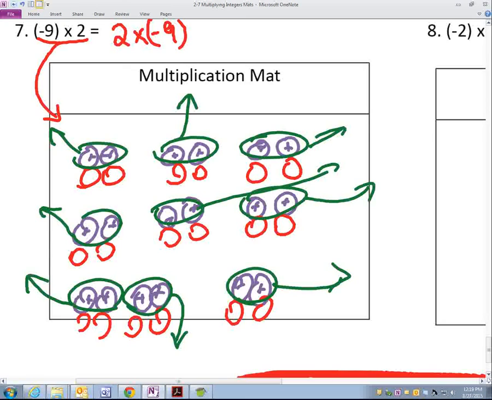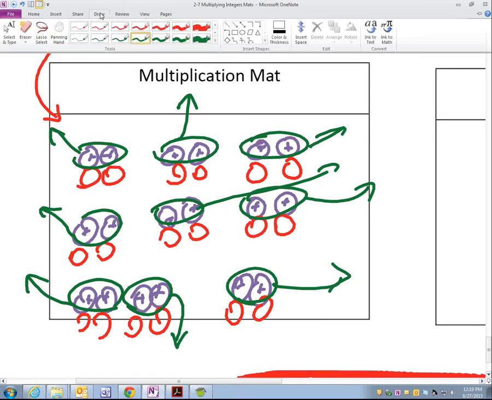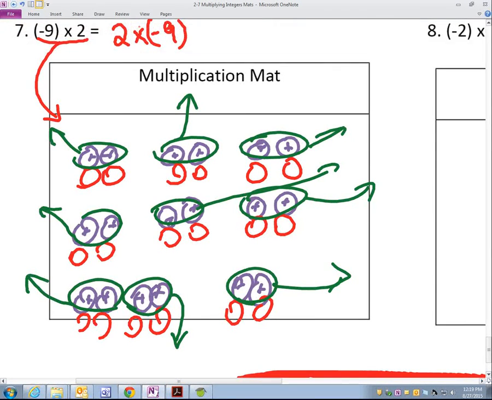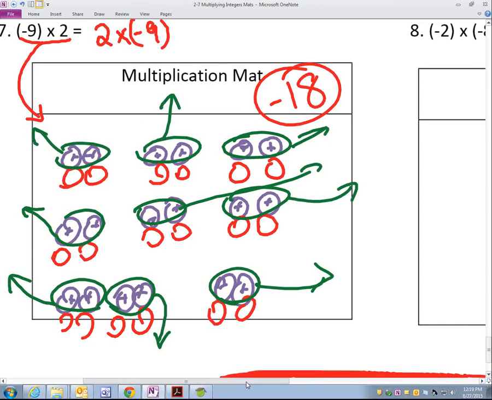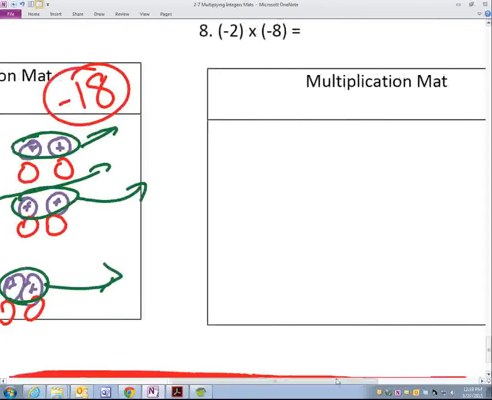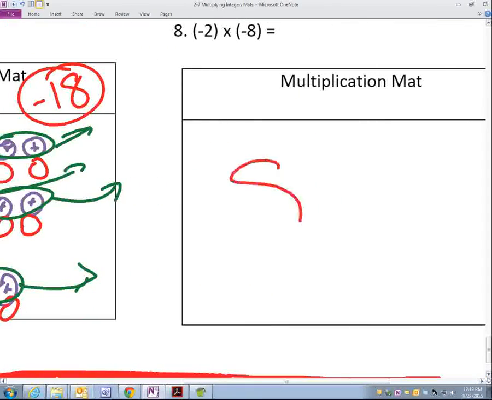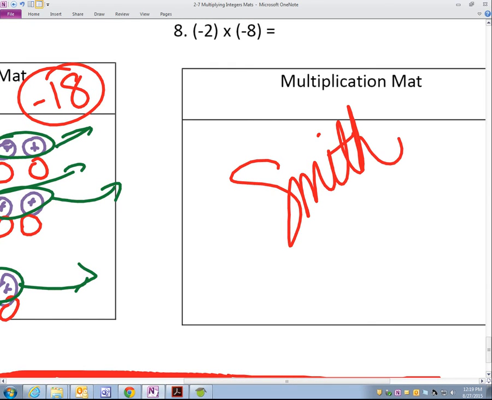So we are left with how many that are chilling at the party now? There are negative 18 people still at the party, because we removed 9 sets of 2 positive integers. And Smith, the last one.